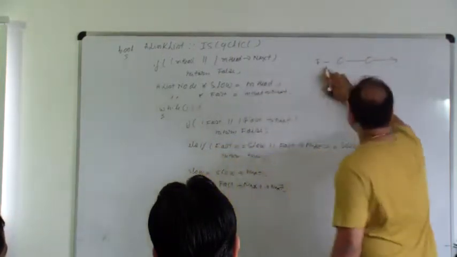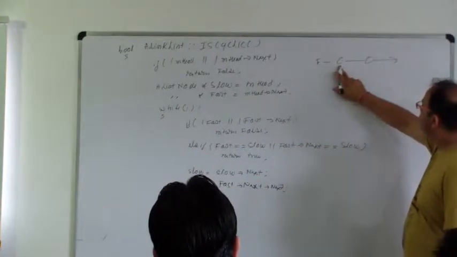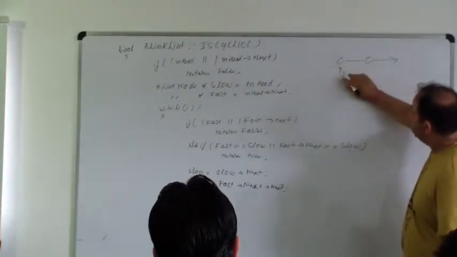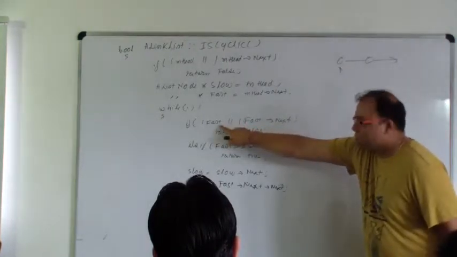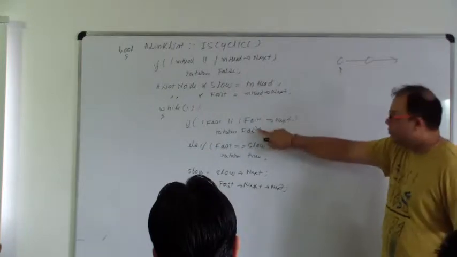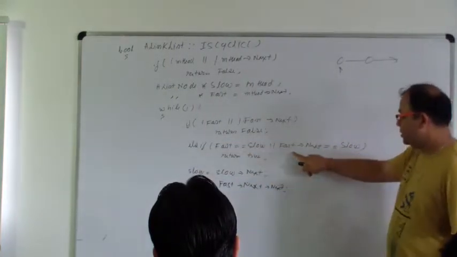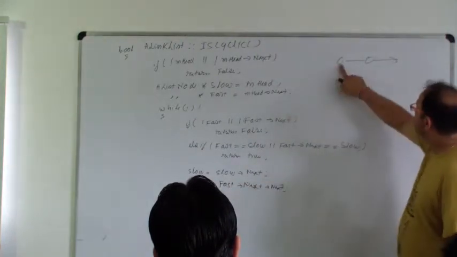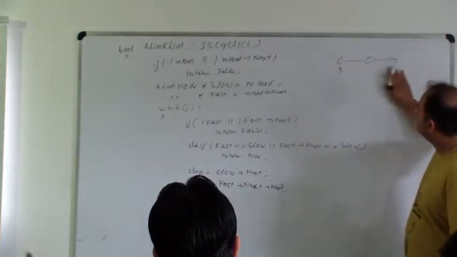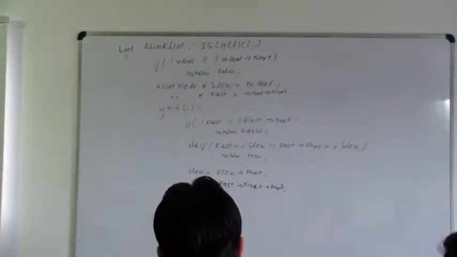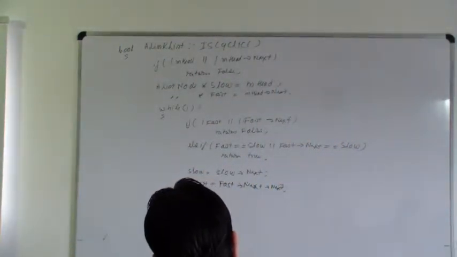Fast was here, right? So fast next, fast arrow next, fast was this one. Fast exists. Fast arrow next exists. Both of them exist, so we'll come out. If this does not exist, we come out, and fast becomes null.